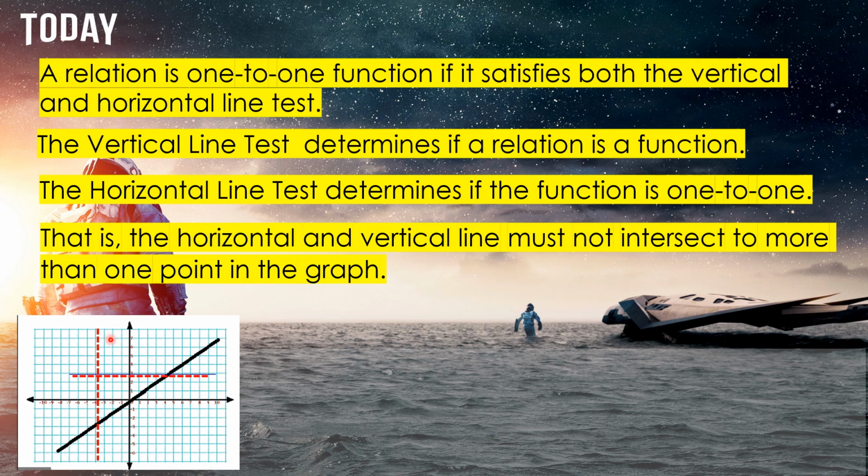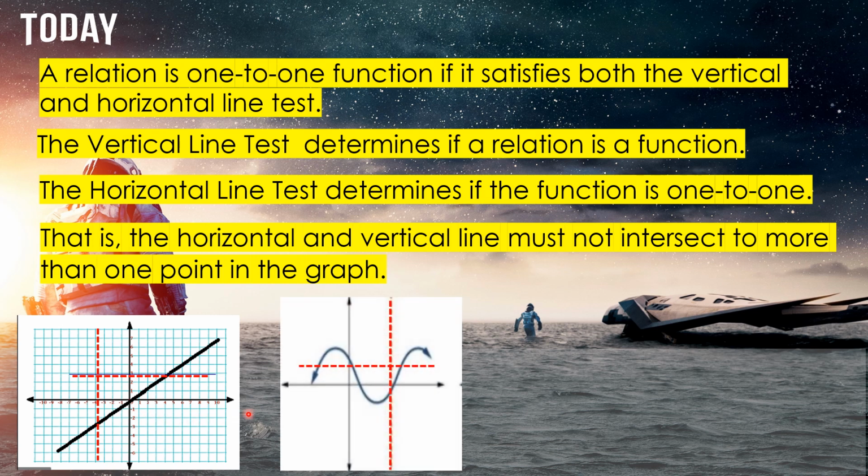Let us identify if this graph is a function. So let us take a look at our vertical line. Our vertical line intersects only one point of our graph here. So this is a function. On the other hand, our horizontal line intersects only one point of our graph. Therefore, it is a one-to-one relationship. So, this graph satisfies both the vertical and horizontal line test. Therefore, we can say it is a one-to-one function.